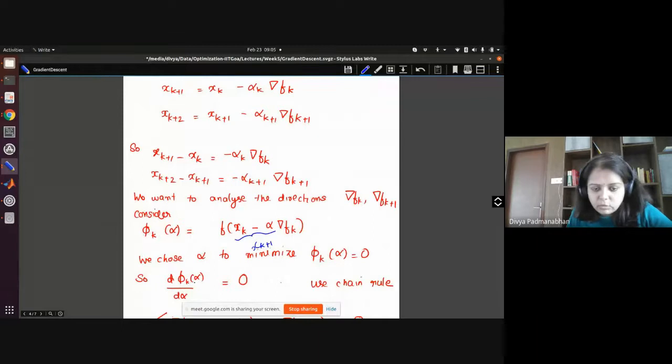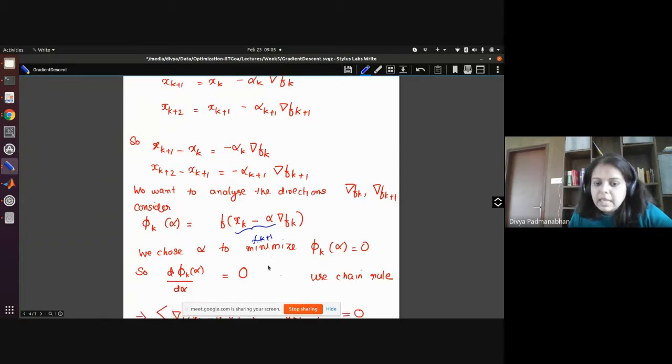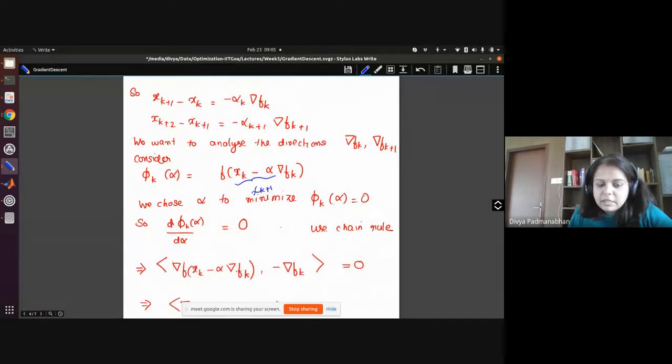So this derivative of phi k, the first derivative, has to be 0, for whatever alpha that we chose. And that is just an application of chain rule here. So this is a function of alpha. To take the derivative, you just take the derivative of f evaluated at this point, xk minus alpha grad fk, times the coefficient of minus alpha. So it's negative of grad fk, and this dot product is 0. And that is just this one, and so that is 0.